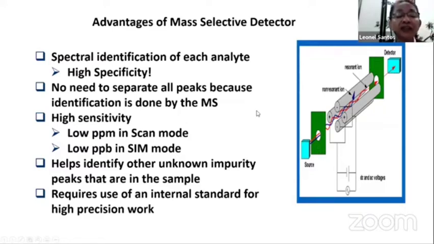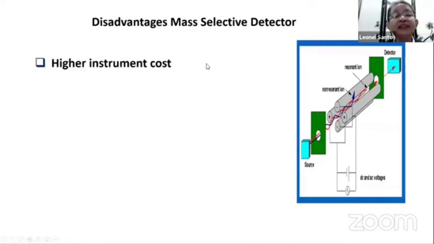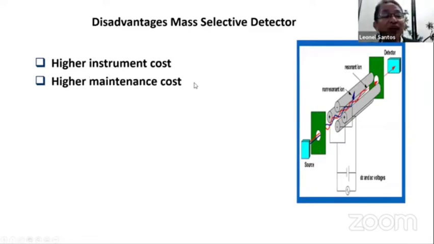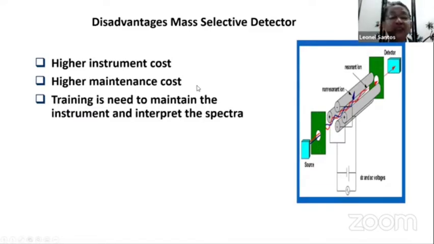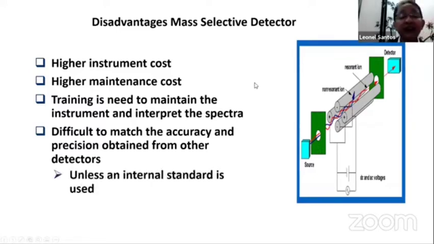But you would need an internal standard so that you will have a high precision analysis. The disadvantages are several. It's an expensive instrument. It requires maintenance, so high maintenance costs. Also, the training for whoever is using this instrument requires time and some effort. Also, it's difficult to match the accuracy and precision obtained from other detectors such as the FID unless you use an internal standard.